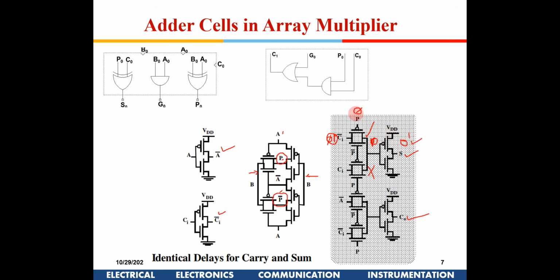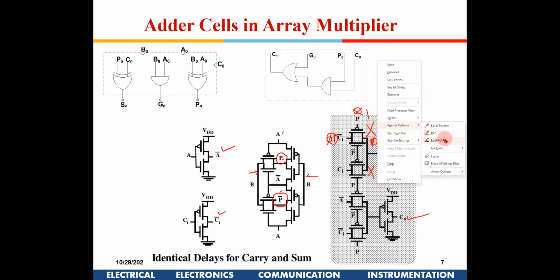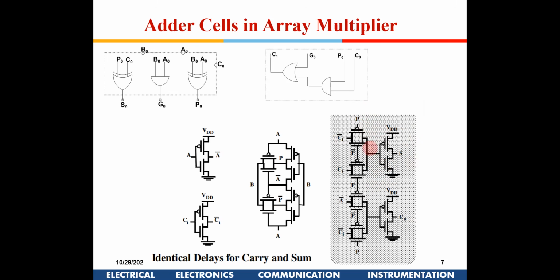Now the other condition is propagation is 1. In that case, this top gate... let me clear this. The propagation is 1, right? In that case this bottom gate will be enabled. Now what happens? If the carry is 1 and propagation is 1, that means there are two ones, and if there are two ones, then the sum has to be 0. So you see here this 1 will come here and this is the inverter, so sum will go to 0.